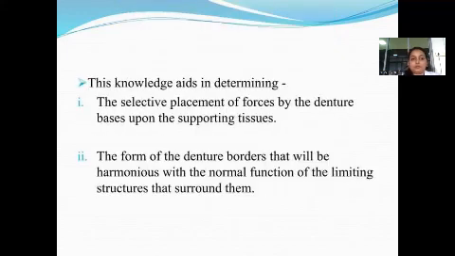of the denture. This knowledge aids in determining the selective placement of the forces by the denture base upon the supporting tissues and the form of the denture borders that will be harmonious with the normal function of the limiting structures that surround them.